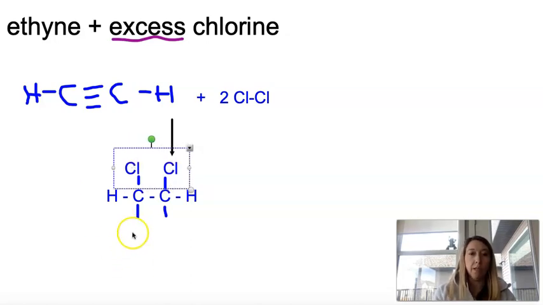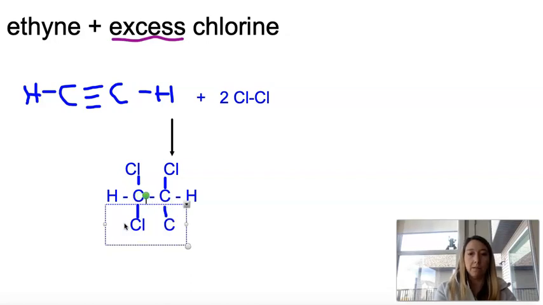Another one's going to go over here. And then the same thing is going to happen down here. We're going to add those chlorines in. So we turn it into this. Okay, so naming wise, it's still an eth because there's 2 carbons, but it's now an ane, right?